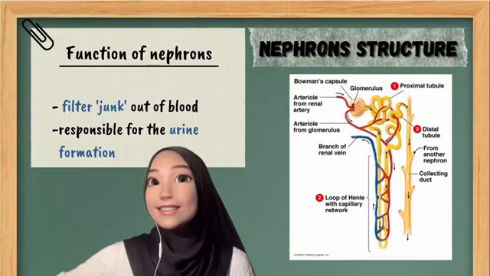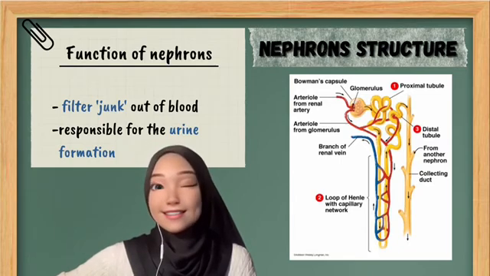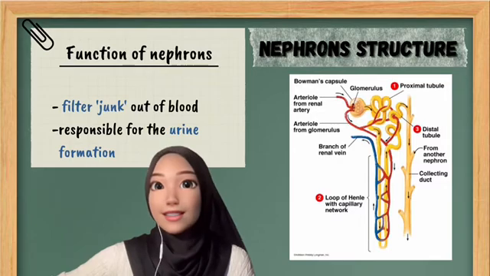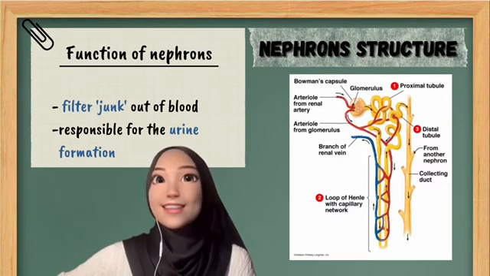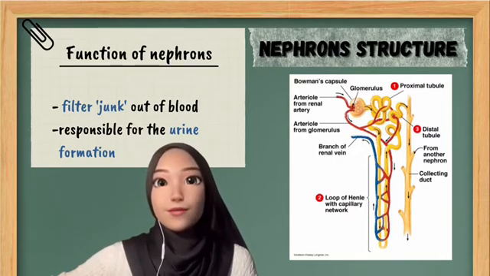Now, we are going deeper and deeper into our kidney, and as you guys can see, there are thousands and millions of nephrons in our kidney. And what is the functions of nephrons in our kidney? So, nephrons helps to filter junk out of blood and is responsible for the urine formation.